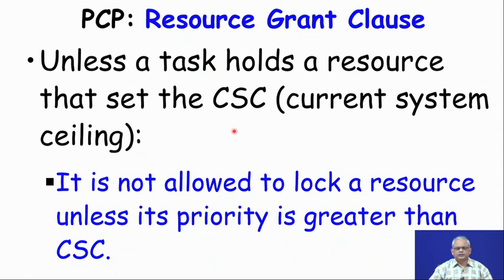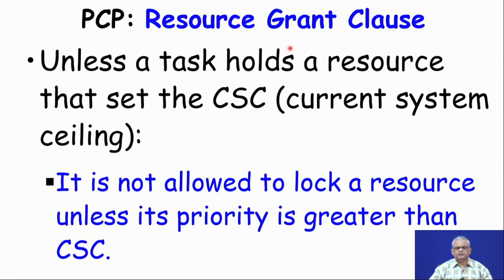In the resource grant clause, the task's priority is checked with the current system ceiling, and if its priority is greater than the current system ceiling, then it is granted the resource, and the current system ceiling is set to be equal to the ceiling value of the resource that was granted. Let me repeat again, because this is an important clause.